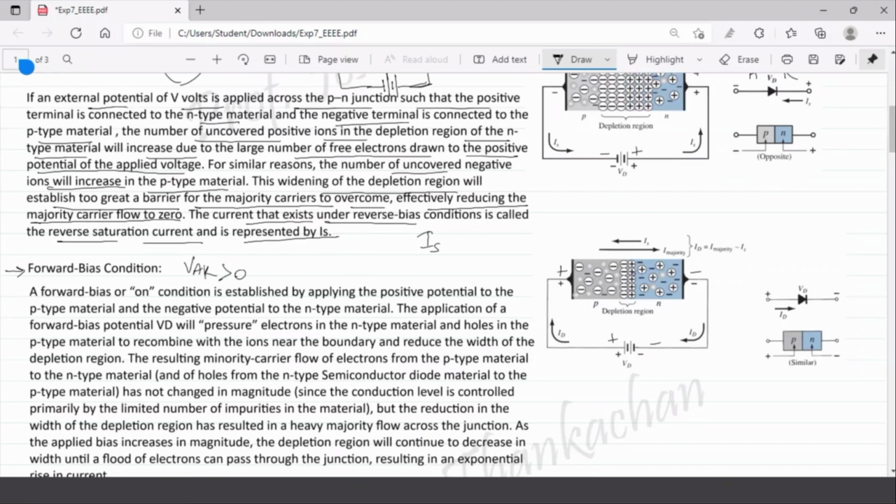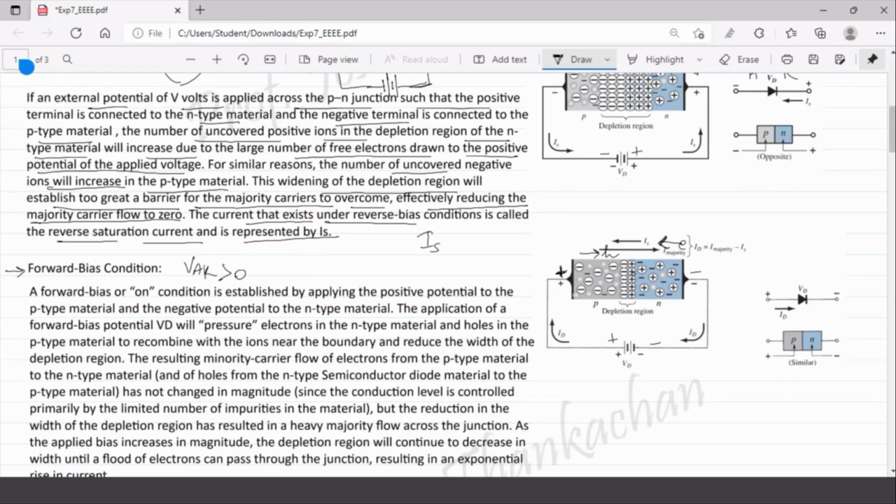What will happen because of this plus? This is connected to P, so the holes and this positive potential here will repel each other, and the holes will move in this particular direction, away from this terminal towards the junction. Similarly, negative is connected here, so this negative and the N-type majority carriers, which are the electrons, will move away from this terminal and towards the junction. So what will happen as a result? Holes are moving in this direction, electrons are moving in this direction.